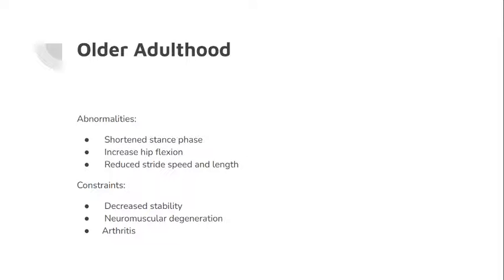Constraints include decreased stability and neuromuscular degeneration, so a lot of loss of muscle mass, potentially even the neuromuscular junctions having issues, right? And then we also have arthritis. Typically, it's going to be osteoarthritis, which is the degradation of cartilage among joints. That's going to cause a lot of pain, a lot of inflammation. That's the term of arthritis, is inflammation of the joint. So when bones start to rub together, that causes a significant amount of pain. It's going to be very hard to move around sometimes.